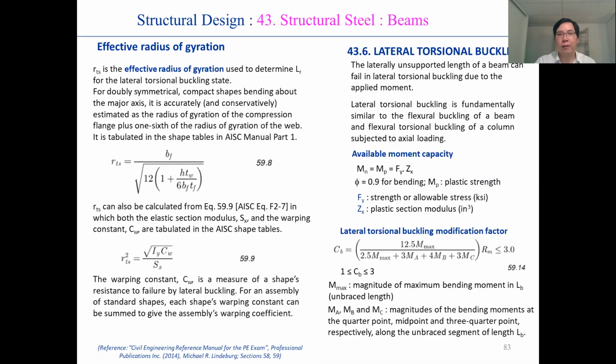And this part shows the theory related to lateral torsional buckling, so that you can calculate the parameters, the required and available moment capacity, and the lateral torsional buckling modification factor. So when you have more time, you can see the detail that I have written in this slide.